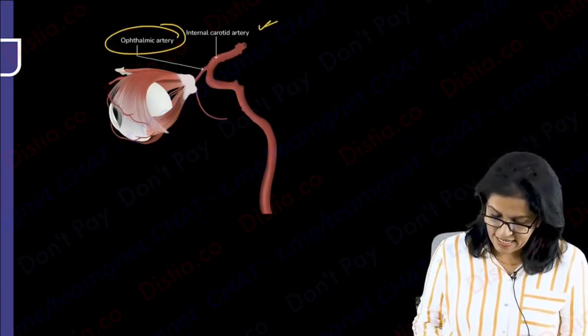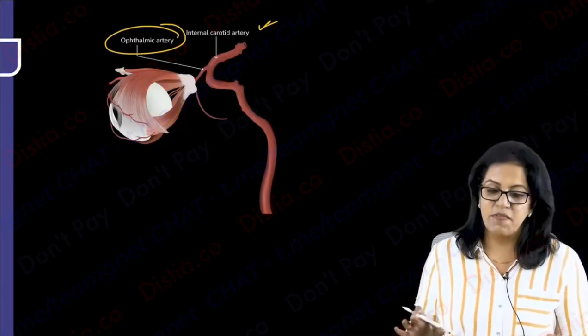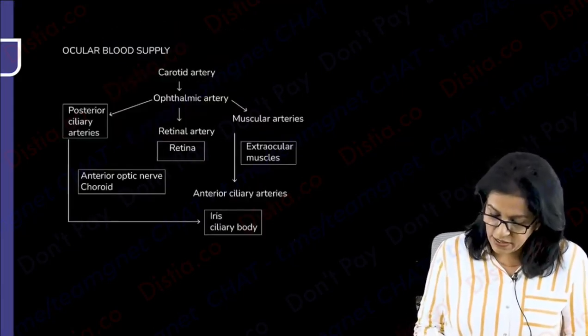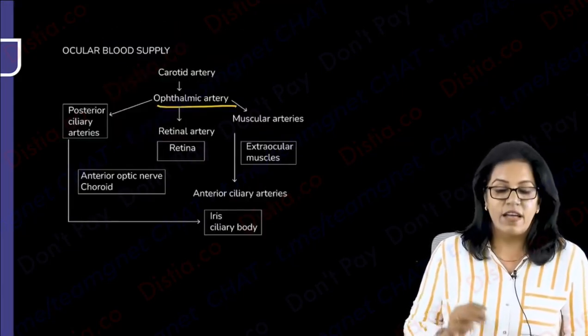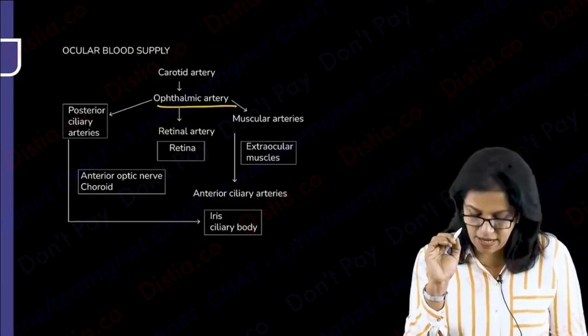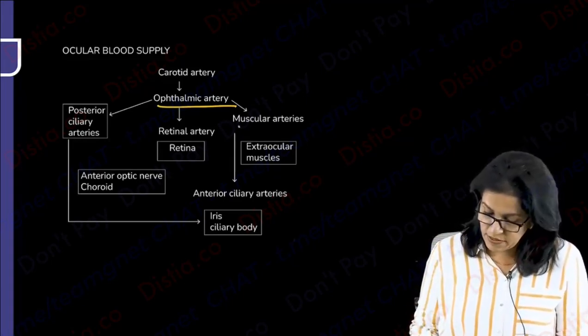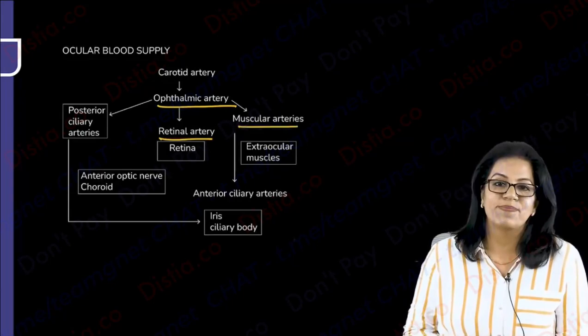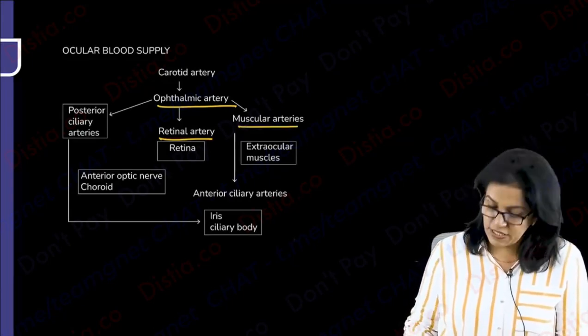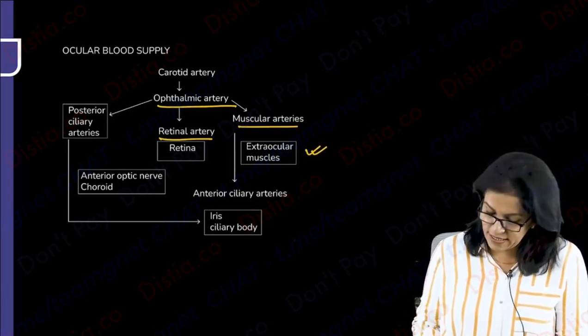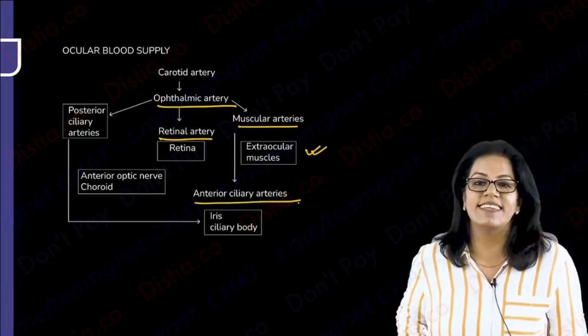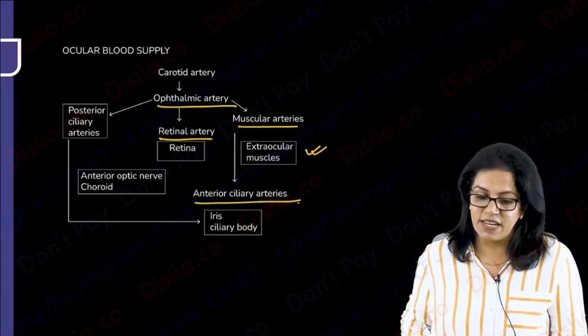Let's see next. It should be very clear that the ophthalmic artery, from the carotid artery, gives three main branches: ciliary arteries, muscular arteries, and retinal artery. The muscular arteries supplying the extraocular muscles are actually the anterior ciliary arteries. They are called anterior ciliary arteries as well.